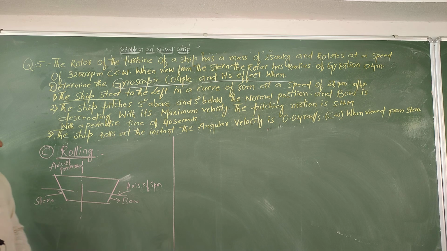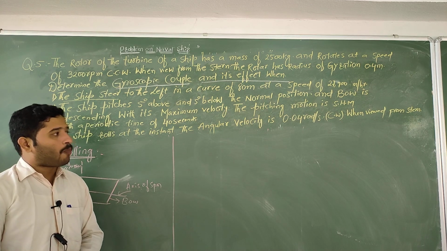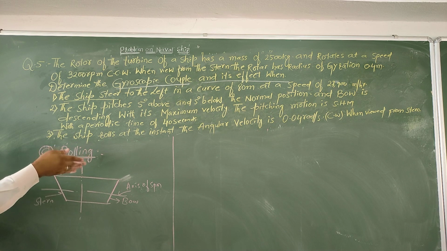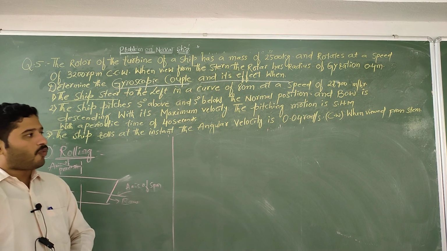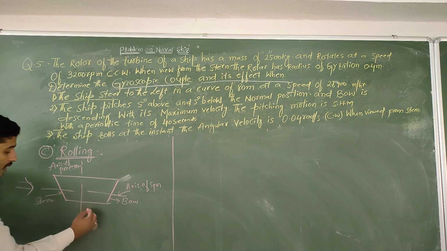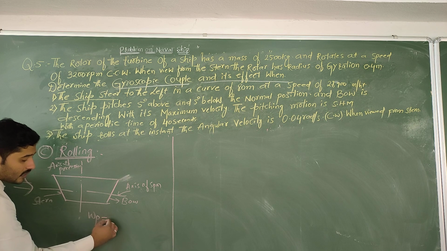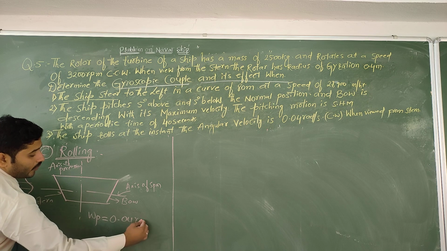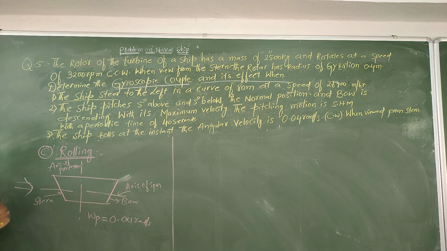The ship rolls at the instant the angular velocity is 0.04 radian per second, clockwise when viewed from the stern. So this means that the ship is rolling with the angular velocity omega p given as 0.04 radian per second, and the observer is observing from the stern. Is it right?